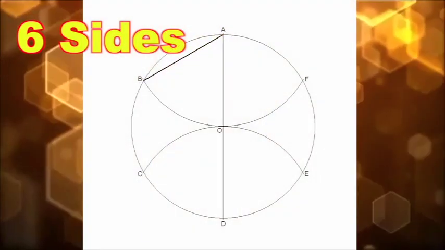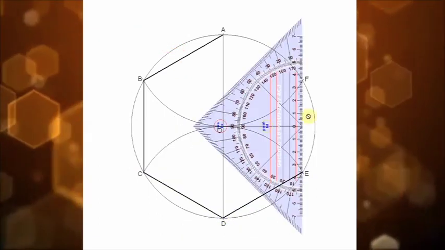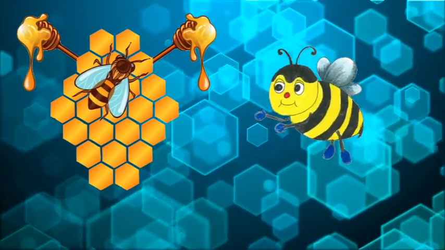We cut another circle into 6 equal pieces. Notice the 6 sides. This shape is called a hexagon. Bee honeycombs are hexagons.